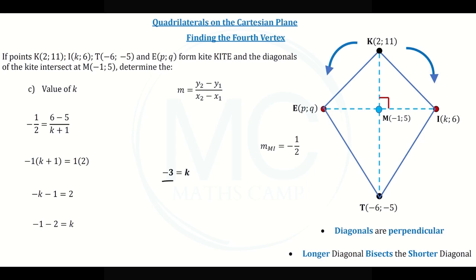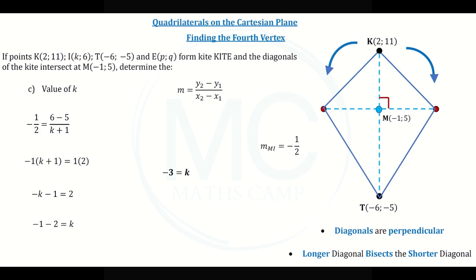If k is -3, then point I has an x-coordinate of -3 as well. But M has an x-coordinate of -1, which means that point I cannot be to the right of point M. This means that we have drawn I and E in the wrong places. So let's remove I from our diagram and E as well.